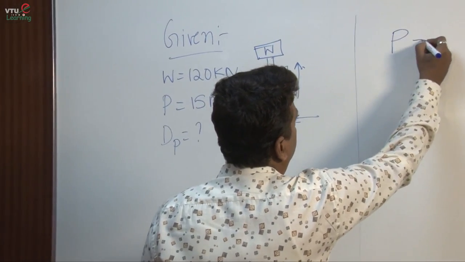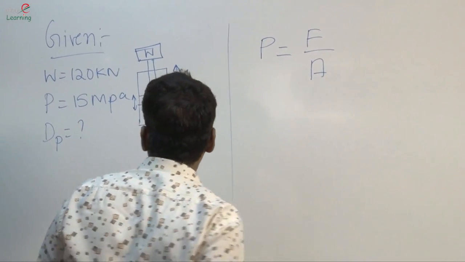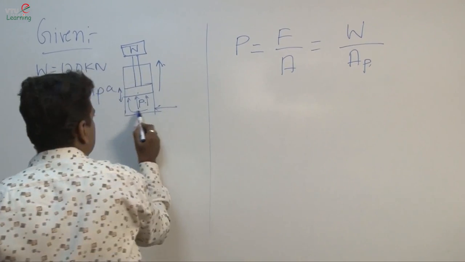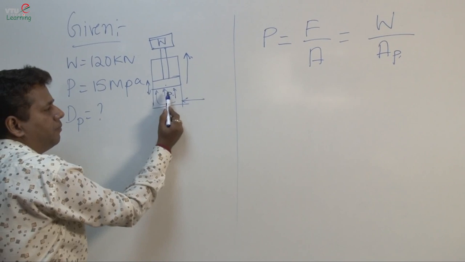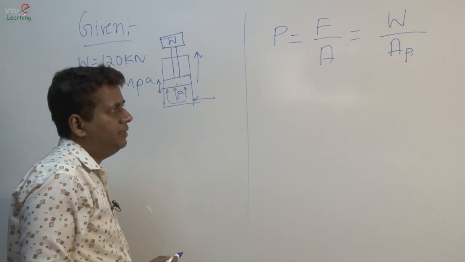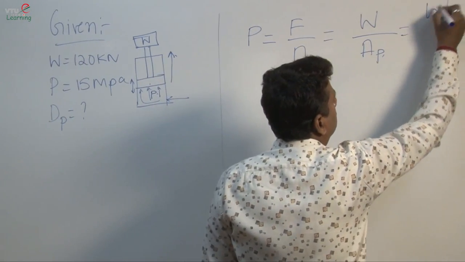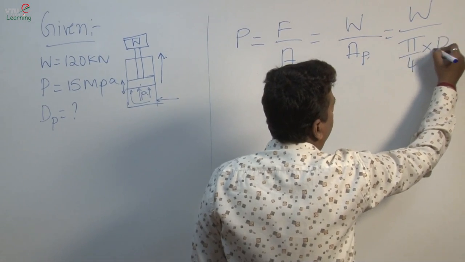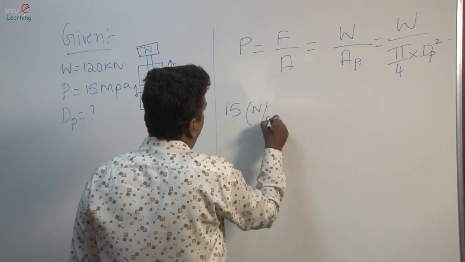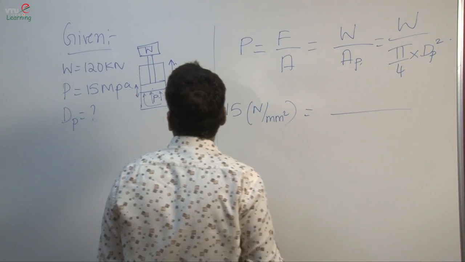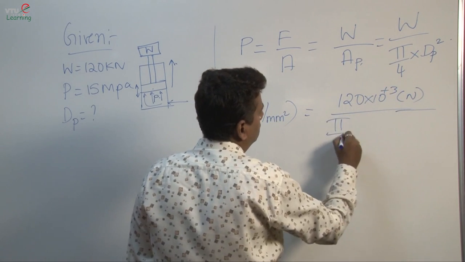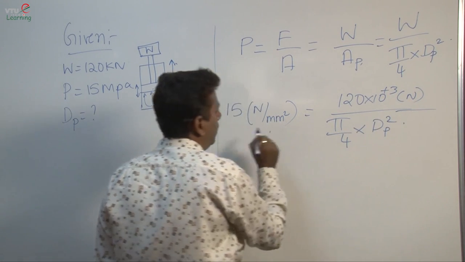We know that pressure is equal to force by area. So in this case, pressure is equal to load by piston area, because the piston is exposed to direct area of the piston. The pressure is acting on the entire piston, though the surface area of the piston is AP. Right, so pi by 4 into dP square. So pressure is 15 megapascals. So 15 megapascal means directly I can write like this. W is 120 kilonewton. So 120 into 10 to the power of plus 3 newton I can write. Pi by 4 the constant. And diameter I will express in terms of millimeter, right?